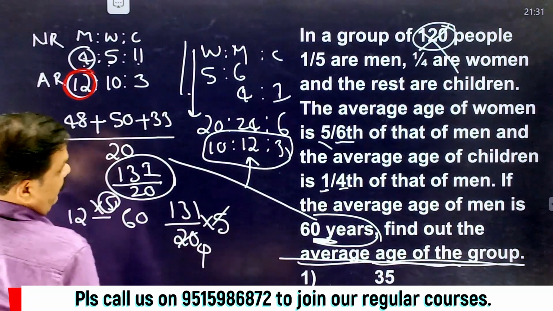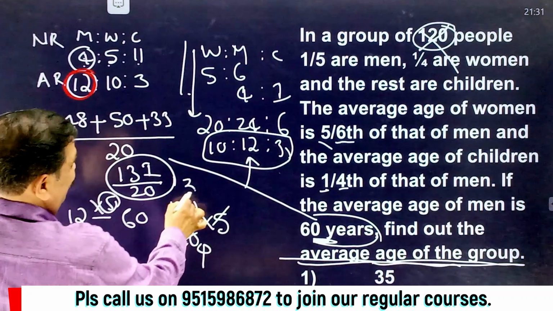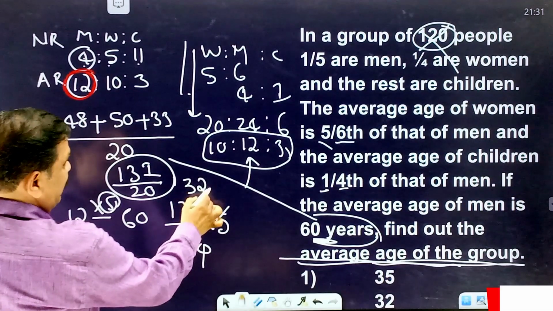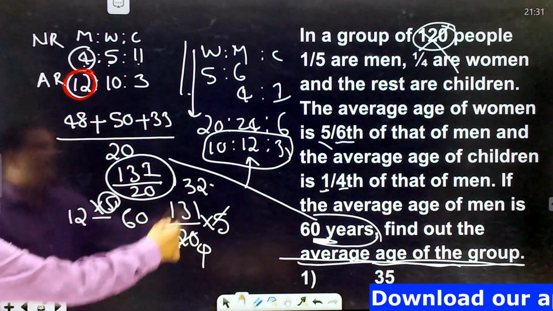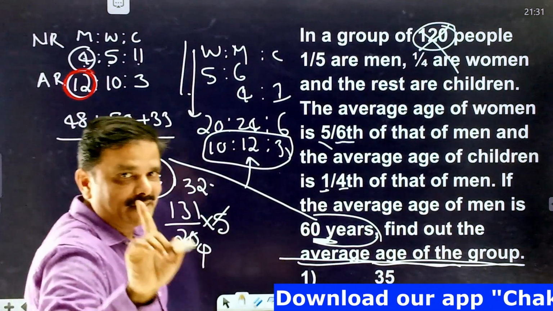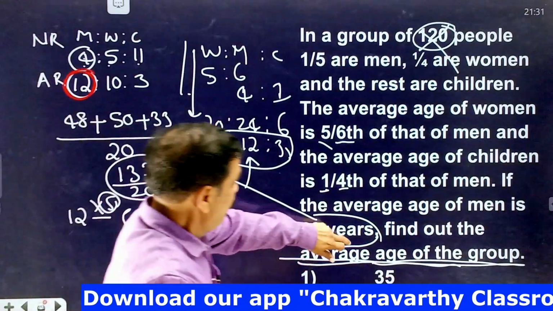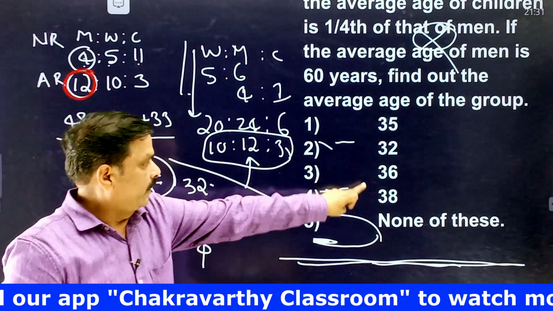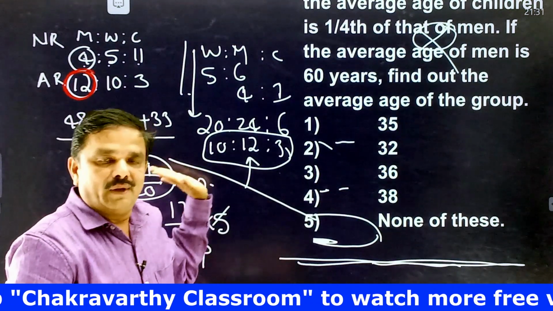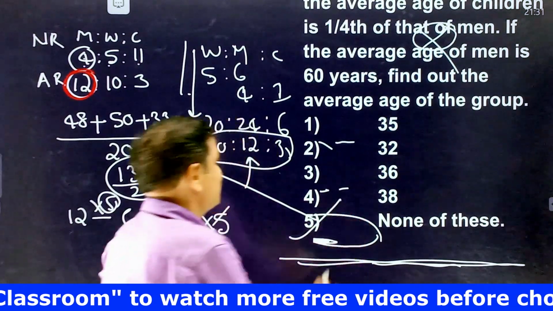Just go for the simplification here. 5 4s, 131 by 4: 4 3s 12, 1 is the remainder, 4 2s 8, 32 point, and 3 is the remainder. Just go for only 1 digit, that's enough, because this is not there in the options. 32 point something is not there in the options. Now you see 35, 32, 36 and 38. So there is no decimal. So clearly my option is none of this.